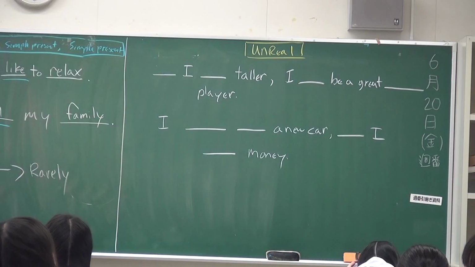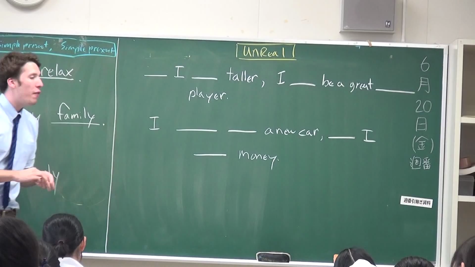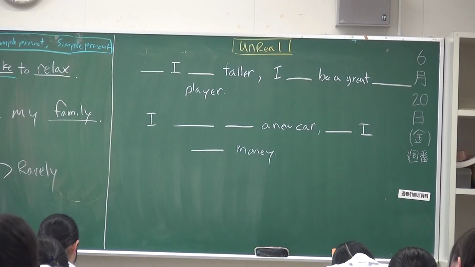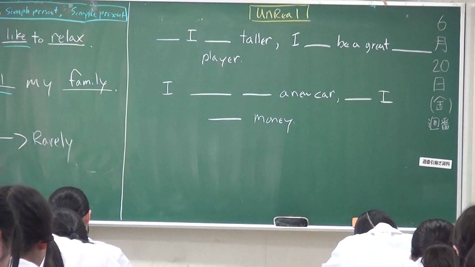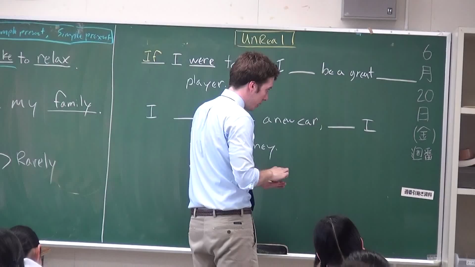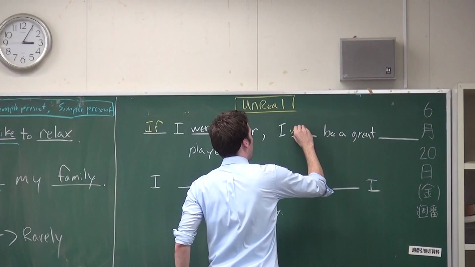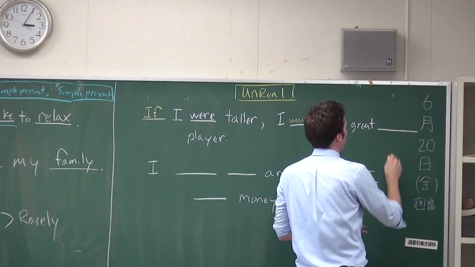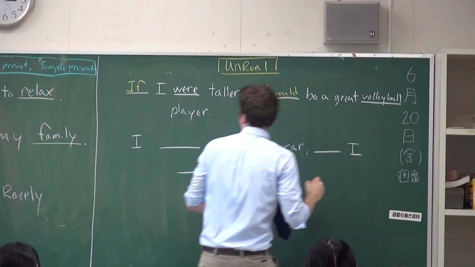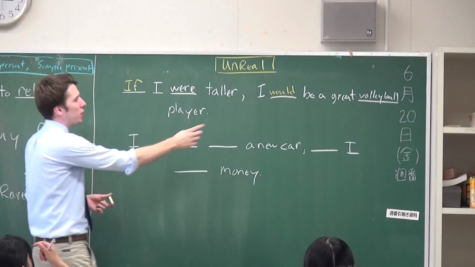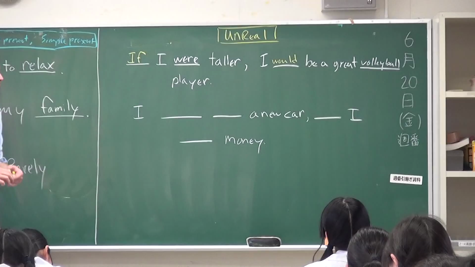So in that case, everyone please listen carefully and dictate the two example sentences. First sentence: if I were taller, I would be a great volleyball player. If I were taller, I would be a great volleyball player. Let's read it together. First one. Everyone, please. I would be a great volleyball player. Very good.